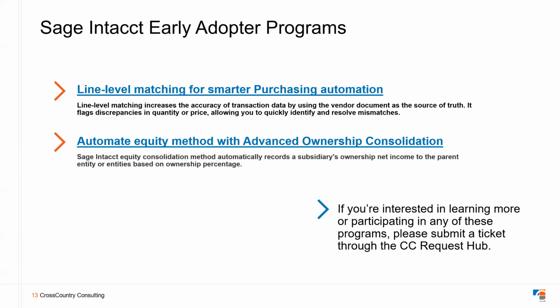The first one we want to highlight is line level matching and purchasing, which will use AI and machine learning to match or populate line items directly from vendor documents. This can help reduce manual correction and improve transaction accuracy. This one is definitely in the early stages of early adopter, but feel free to reach out if you're interested in it. And next is equity method automation with consolidations when using advanced ownership consolidations. This will help to automate the recording of a subsidiary's net income to the parent entities based on ownership percentage. If you're interested in either of these early adopter programs, please feel free to submit a ticket through the CC Request Hub, and we can assist on next steps.